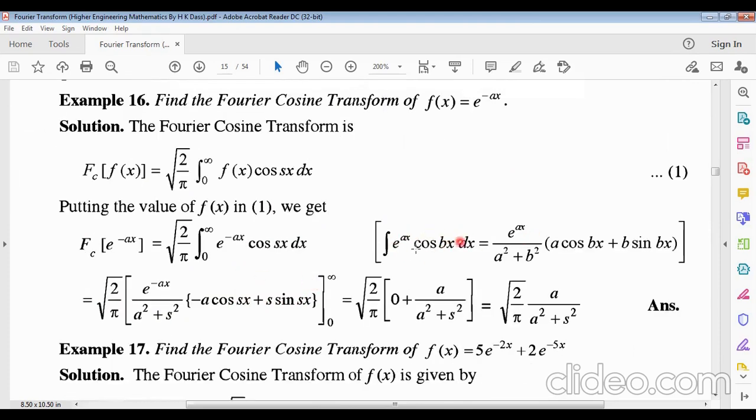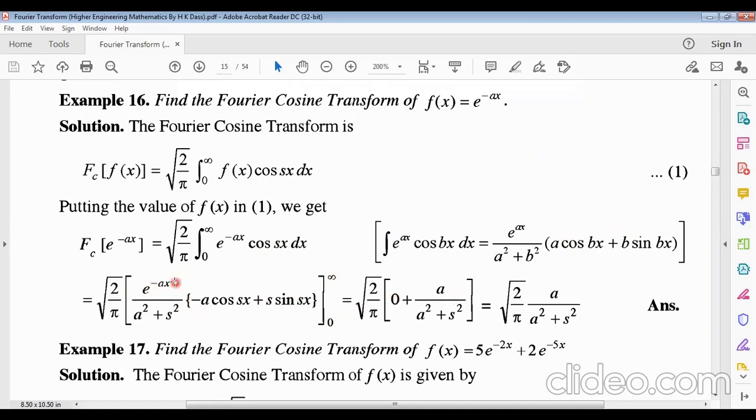Using integration by parts, the formula for e to the power ax cos bx is e to the power ax divided by a square plus b square, bracket, a cos bx plus b sin bx. This is the formula of this integration. Just using this rule, we easily substitute a equals minus a here and b equals s. Okay, just we have put here. Now upper limit will be infinity and lower limit will be 0. So putting upper limit, we get 0.